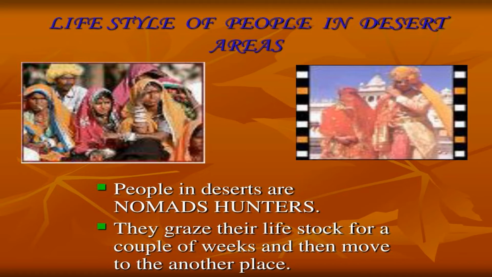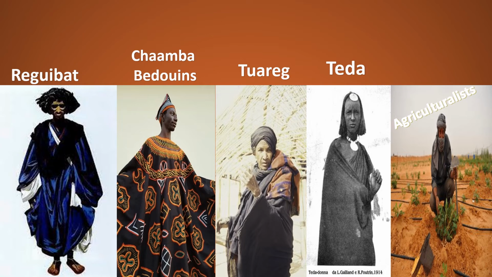Now let's talk about the life of the people in the desert areas. Now you must be thinking how the people must be surviving in the Sahara Desert because of the harsh climate. You will find mainly two groups of people in the desert. They are mainly the nomads and the agriculturalists. You already know what nomads are. Nomads are the people who travel from one place to another, and you will find the nomads herd sheep, goats, and camels.